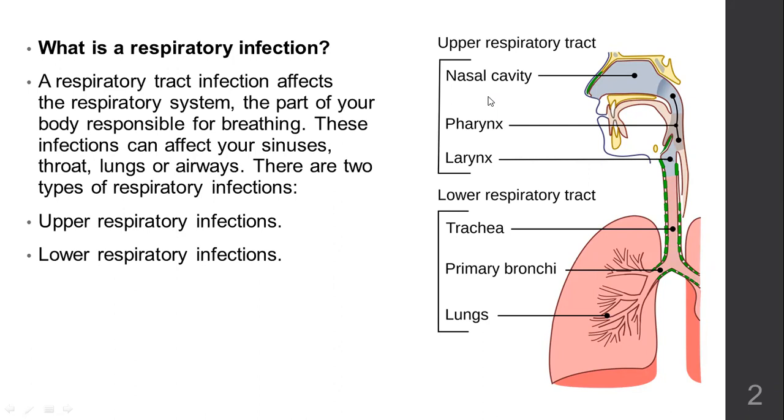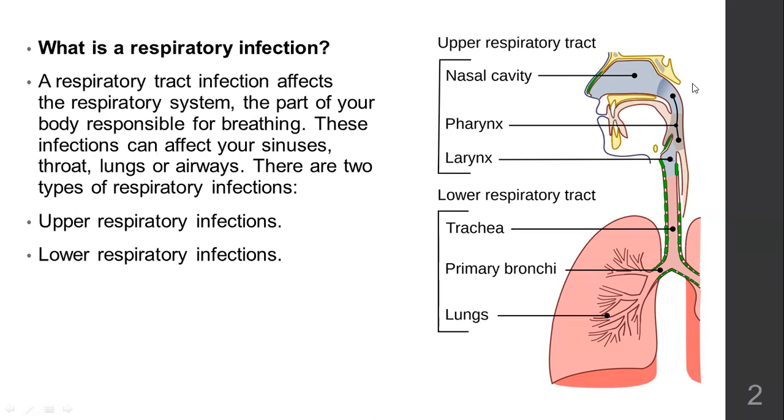These infections can affect your sinuses. Sinuses you can see here in this image, these yellow parts of the skull which are empty. Sinuses should be filled with air. Sinuses are hollow parts in your skull, and because of these empty hollow parts, you don't feel the weight of your head, you don't feel the weight of your skull.